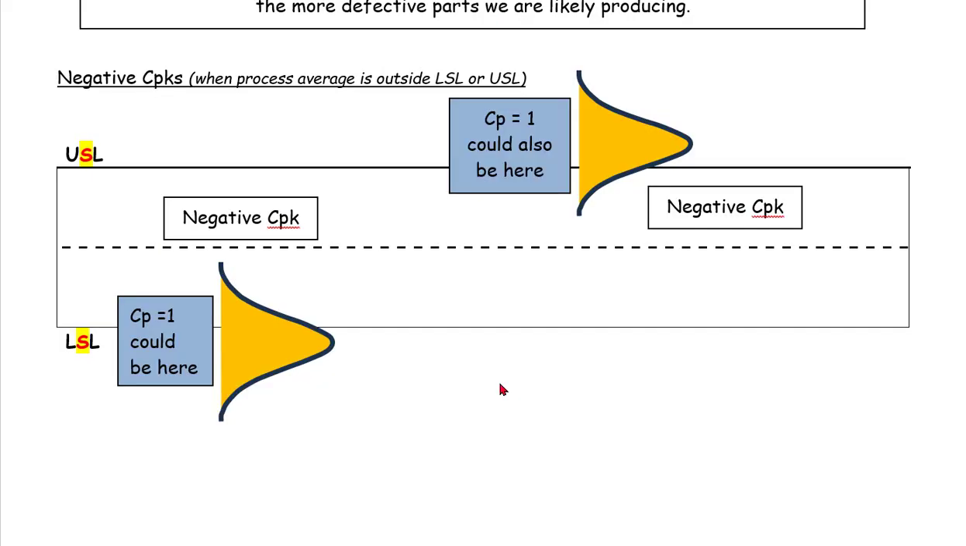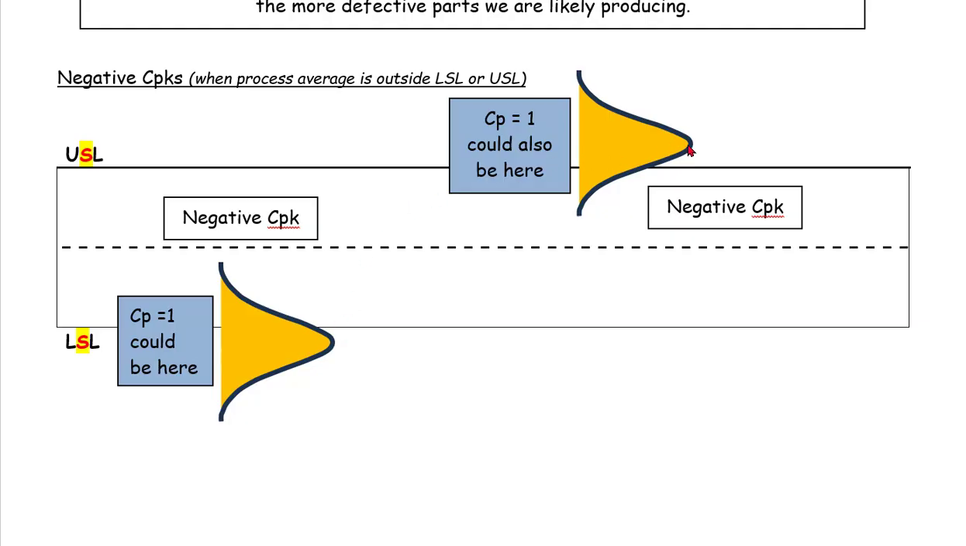In certain cases, you could have a negative CPK. It does not happen very often. It occurs when the process average is outside either the lower spec limit or the upper spec limit. Remember our formula for the lower CPK calculation? It took the average minus the lower specification limit. Here, our average is lower than our lower specification limit, so therefore it's going to drive our CPK negative.